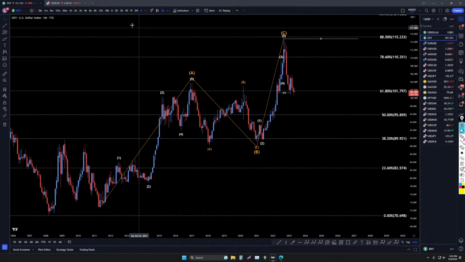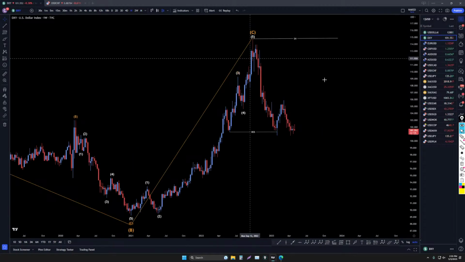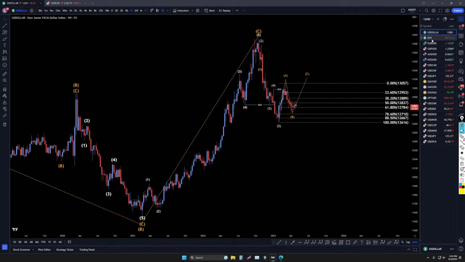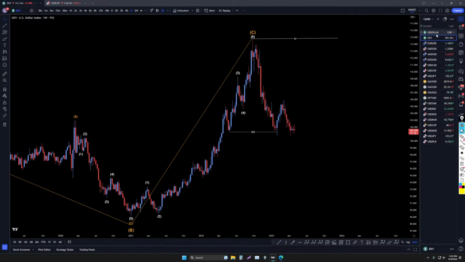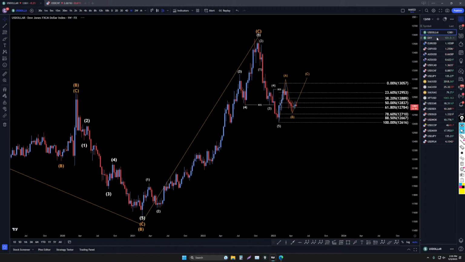We looked at the DXY on the monthly, so let's move ourselves down to the weekly time frame and look at the US dollar index. Now notice the shape of the DXY and the US dollar index, they are quite a bit different, especially right here at the end. I am always more inclined to trust the US dollar index because it is equally weighted between 6 US dollar pairs. The DXY is not equally weighted. It is 56 or 57% weighted to the Euro US dollar.